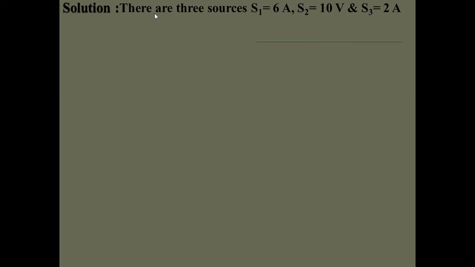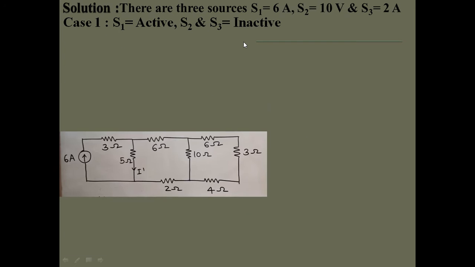Let's see with case 1, the rearrangement will be S1 active, S2, S3 inactive. So this will be our circuit diagram. In this circuit diagram, we have to find current through 5 ohm, so we will name it as I dash. First, we will simplify this circuit because there are no other sources and these resistances can be made series and parallel. So their equivalent will be 6 plus 3 plus 4.